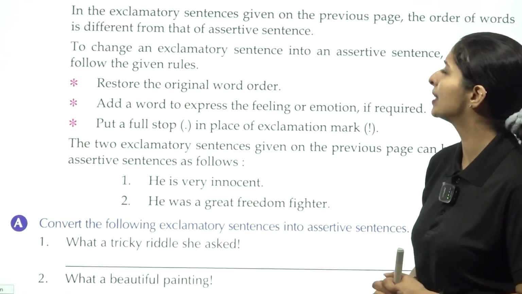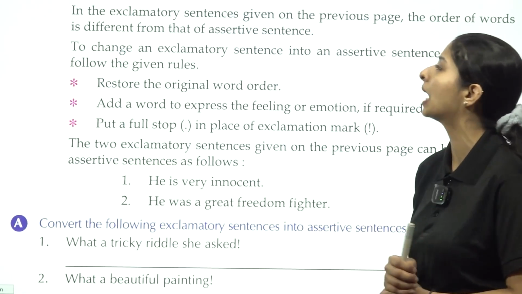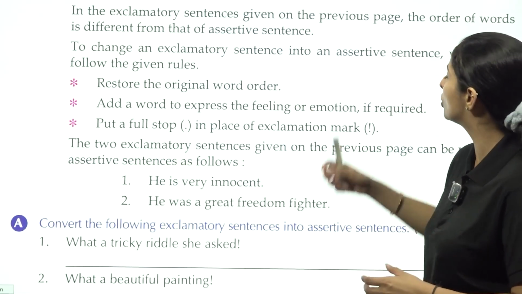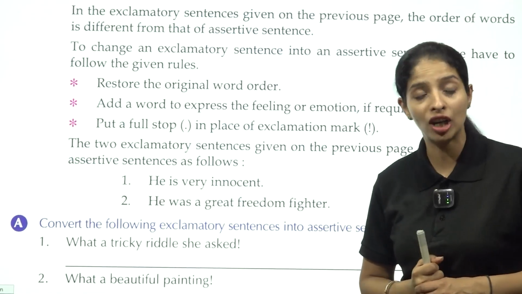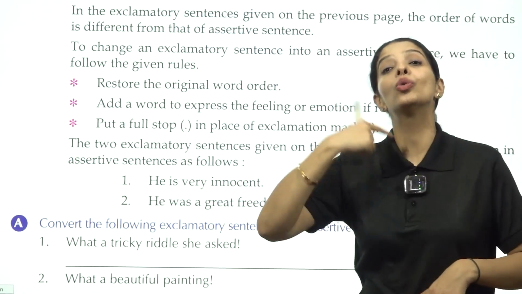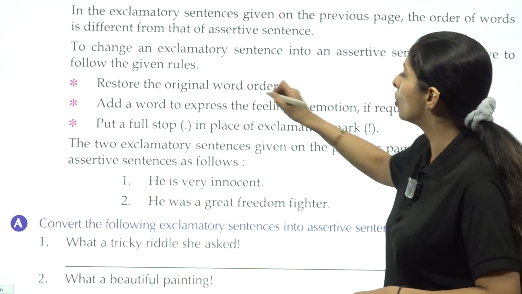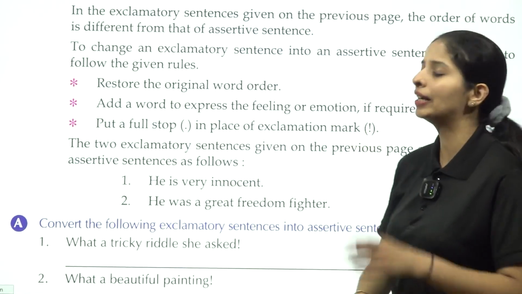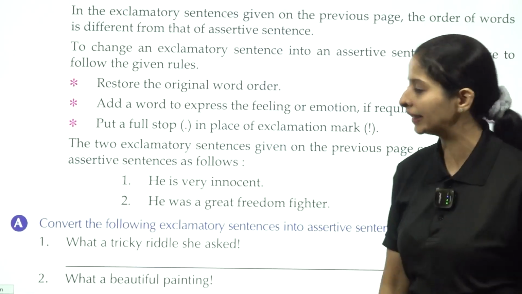In the exclamatory sentences given on the previous page, the order of words is different from that of assertive statements. To change an exclamatory sentence into an assertive sentence, we have to follow the rule. Restore the original word order. Add a word to express the feeling or emotion if required, and put a full stop in place of the exclamation sign.